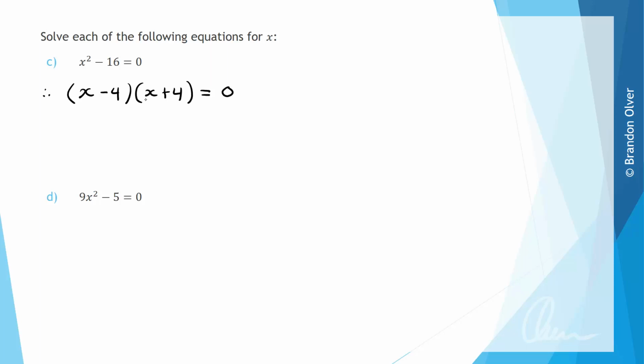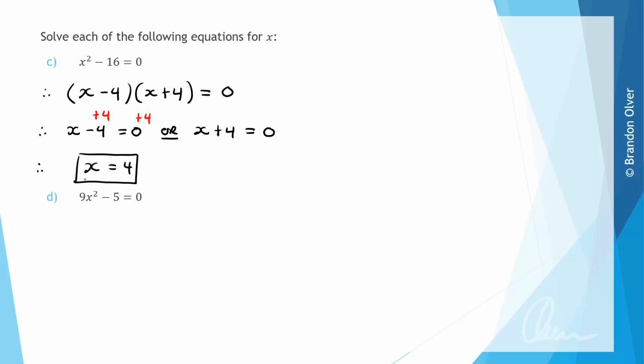And you could check by expanding that x minus 4 times x plus 4 does equal x squared take 16. So now we can apply the Null Factor Law, which says x minus 4 could equal 0, or we could have x plus 4 is equal to 0. For the first equation, x take 4 equals 0, we would add 4 to both sides of that equation, and that would give x equals 4 as one of the solutions.